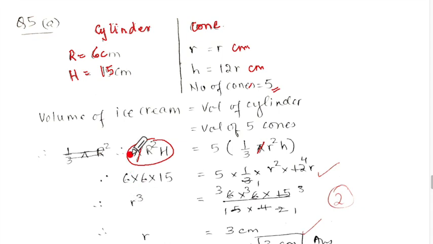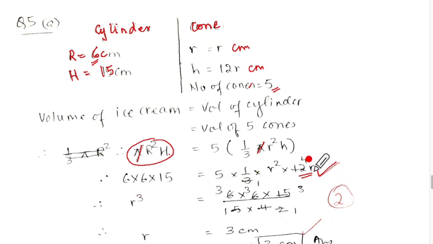So r square means, see here, it is 6 into 6, multiplied by h, which is this 15. And here it is equal to 5 into 1/3 into r square into height, which is 12r. Can you see that? Because it's a 2-mark question, up to here your teacher will expect you to know this, and then you write the correct substitution over here.